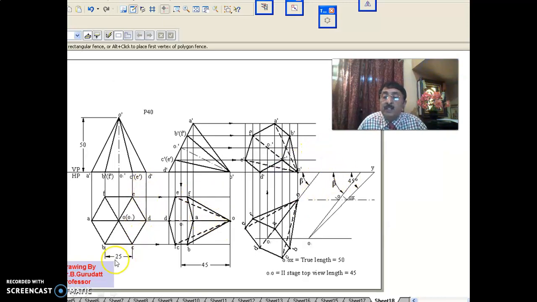Okay, the problem is this. A hexagonal pyramid of size 25 and height 50 has one of its slant edges on HP with axis inclined at 45 degrees to VP. That is why we have undergone the beta construction, for only one reason. The O1 you have here is not the true length. But the problem given says the axis should be inclined at 45 degrees to VP, which obviously refers to the true length of the axis. Okay, now this problem is over.